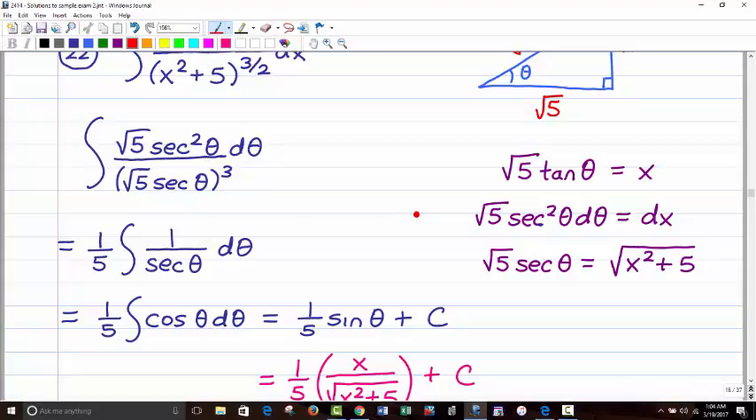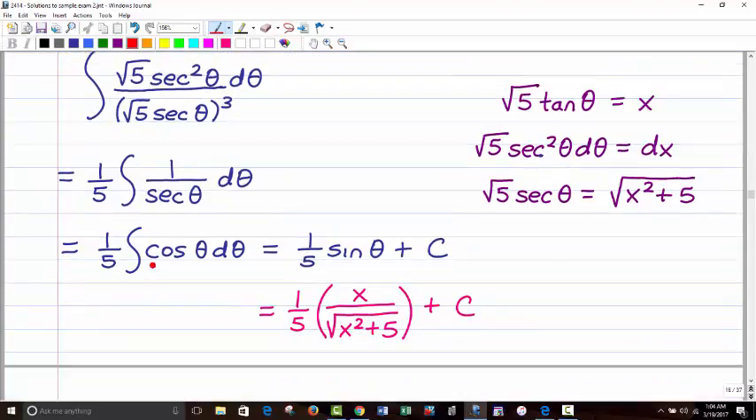What you do is you always convert it to its reciprocal trig function. And that's true for even higher powers, 1 over sec squared, 1 over sec cubed. You always bring it up. And actually in this case, it makes it super easy when you do that. 1 over secant is the same thing as cosine. So now we just have 1/5 cosine of theta d theta. So the antiderivative of cosine is sine. So you just have 1/5 sine theta.